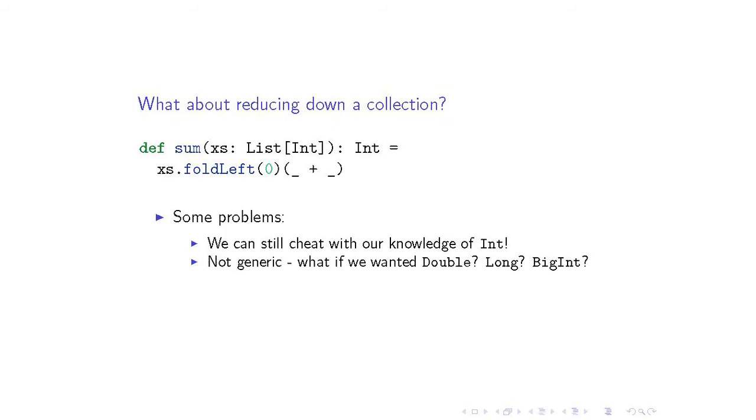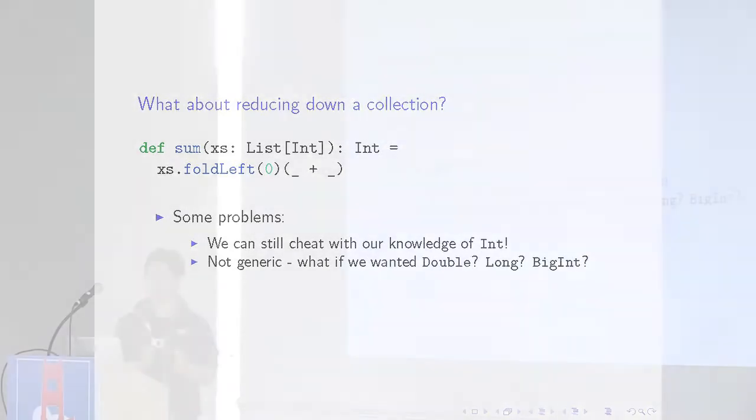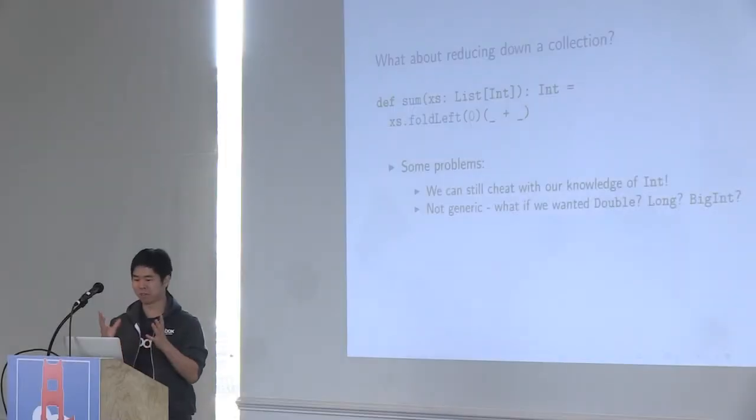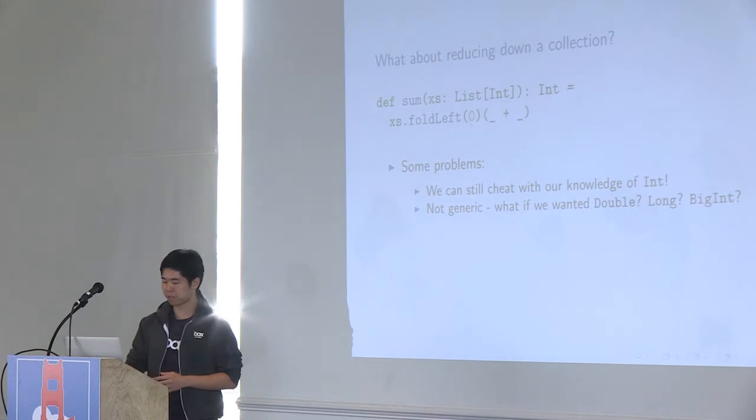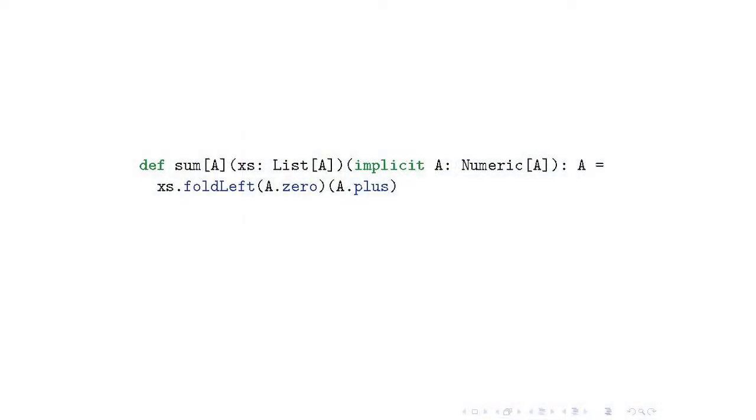Additionally, it's not quite generic enough, right? What if we wanted to sum a list of doubles or a list of longs or a list of big ints? We'd be writing effectively the exact same function for however many types that we want to do it. So being the good programmers that we are, we're going to abstract out this behavior. So we're going to solve the second problem first.